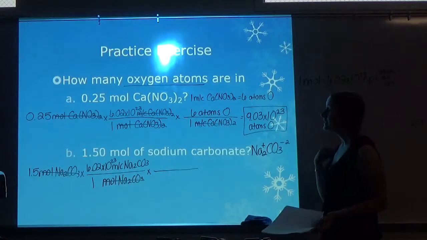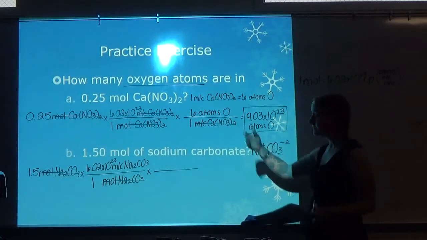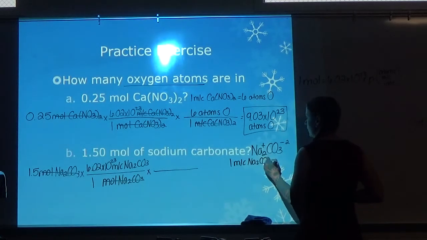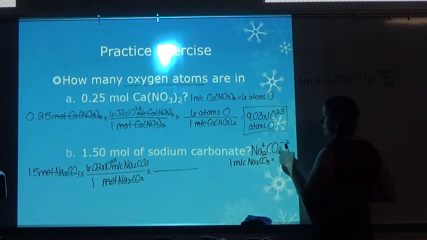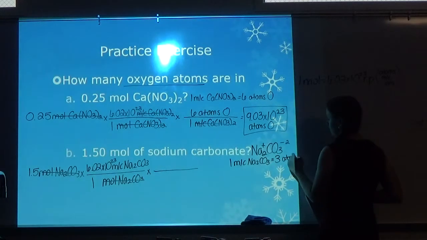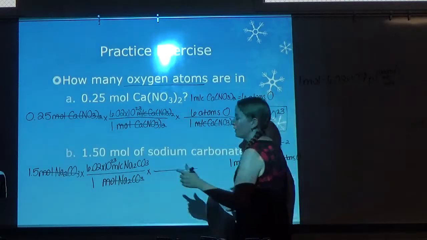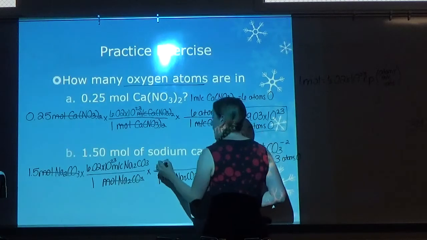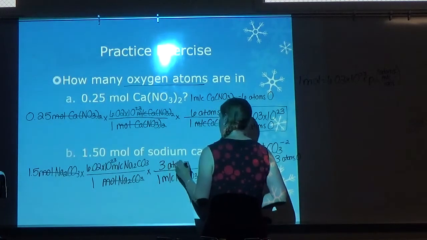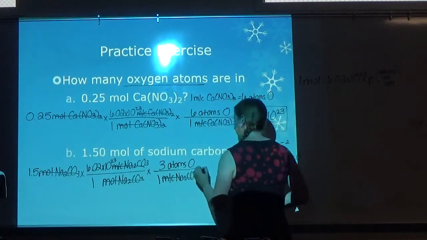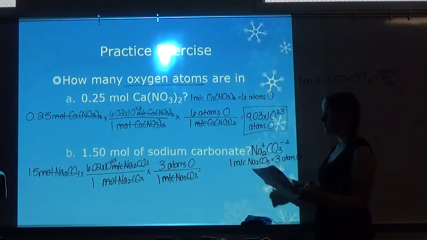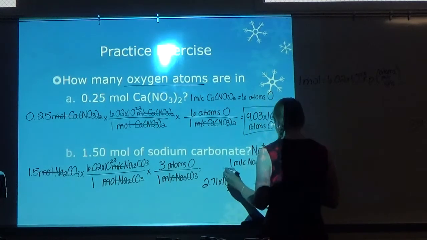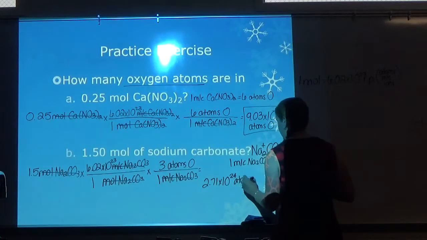And so then our next step, though, is we got to get to oxygen atoms. So I can look and see that one formula unit or molecule of Na2CO3, even though remember it's not an actual molecule, has 3 atoms of oxygen. So I just need to follow my golden rule again, put my 1 molecule on bottom, even though again it's not an actual molecule, and then that makes 3 atoms of oxygen. So then my units cancel. Since all my numbers are on top again, I'm going to multiply again. So I get 2.71 times 10 to the 24 atoms of oxygen.